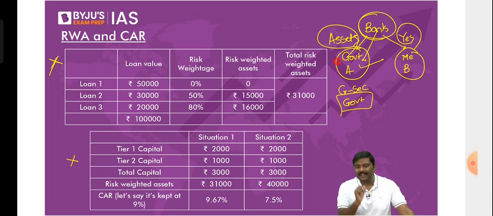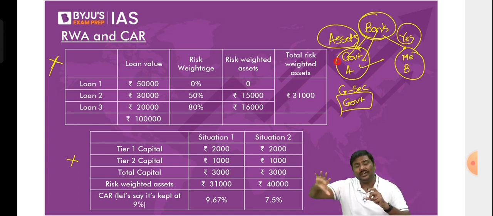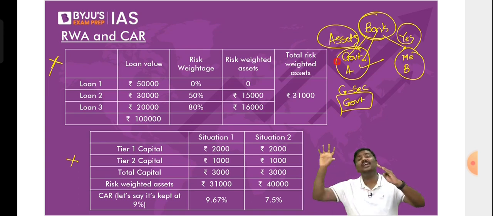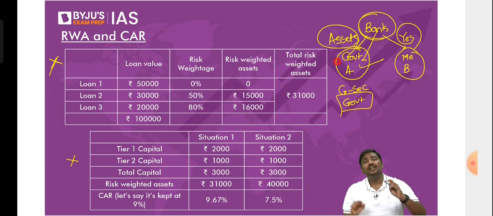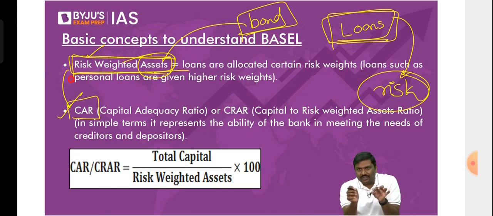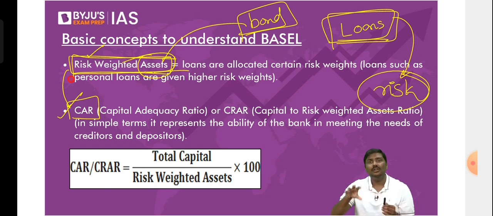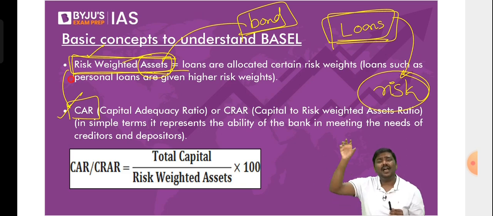I will repeat it again. Under Basel guidelines, we are trying to divide the assets into different classifications. Why? Some of the loans carry very high risk, some carry medium risk, and some carry no risk at all. When we divide them like this, it is called risk-weighting the assets. We are finding out which of the loans carry very high risk, medium risk, and no risk at all.